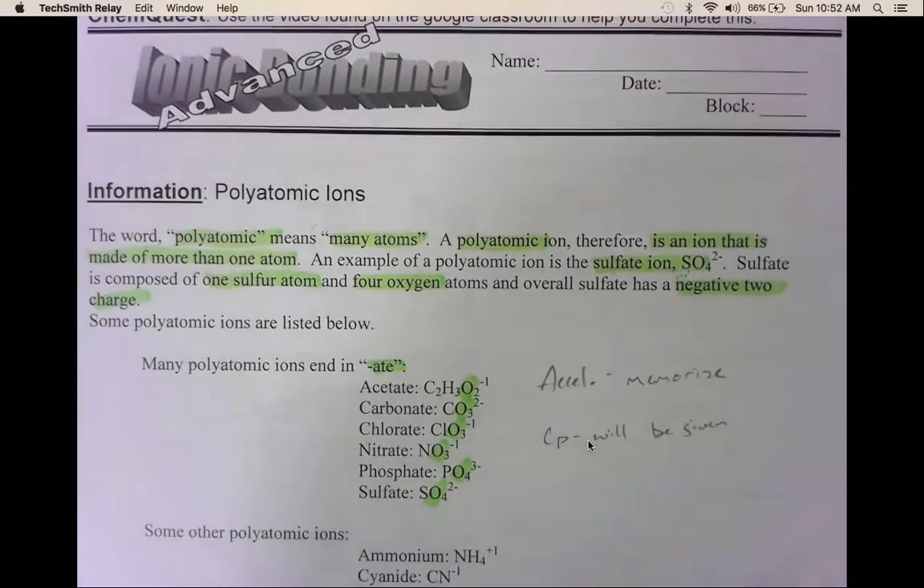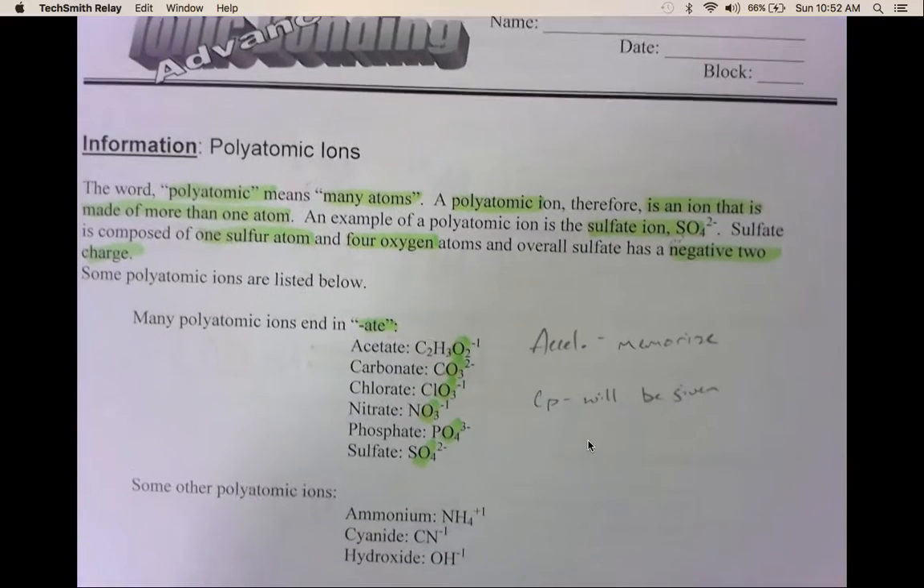Today we are looking at some advanced ionic bonding. Don't be thrown off by the name. Yes, there is a new trick. However, it does follow all the other rules of ionic bonding that we have been practicing.